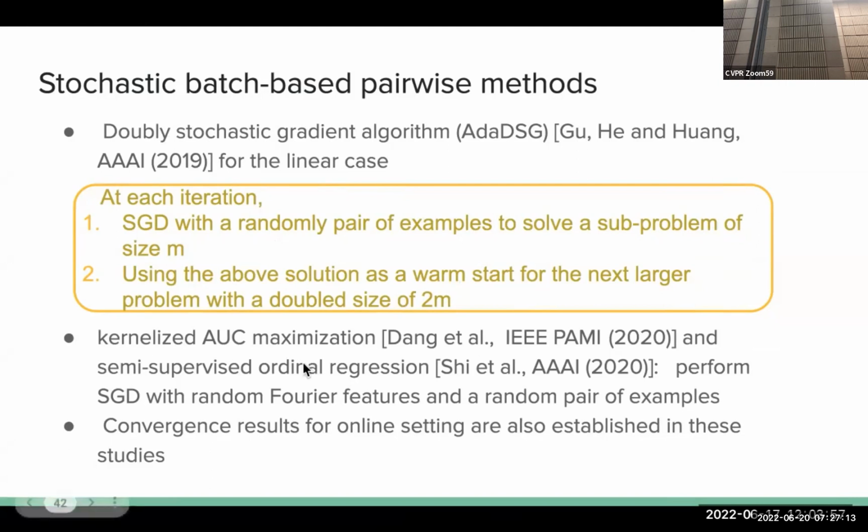For kernelized AUC maximization and semi-supervised AUC maximization, we also started using SGD by randomly sampling a pair of examples, combined with the technique of random Fourier features. And all these studies focus on the online learning setting where the data is arriving continuously. And the convergence results are also established in these studies.